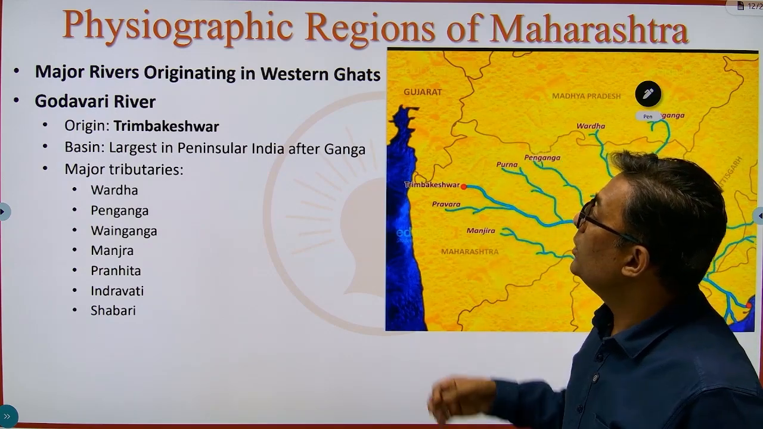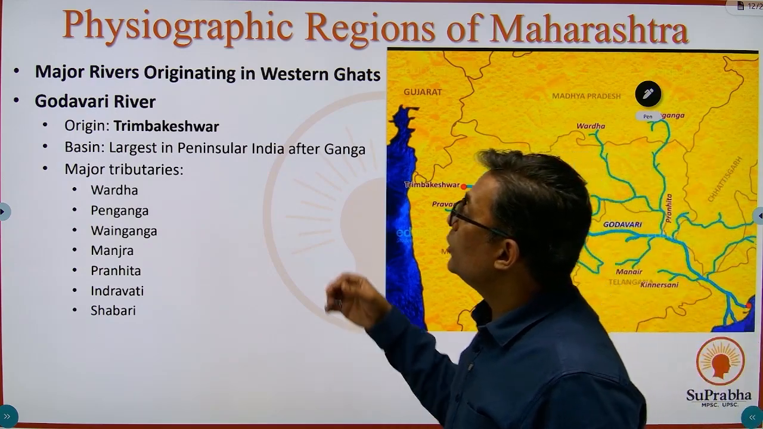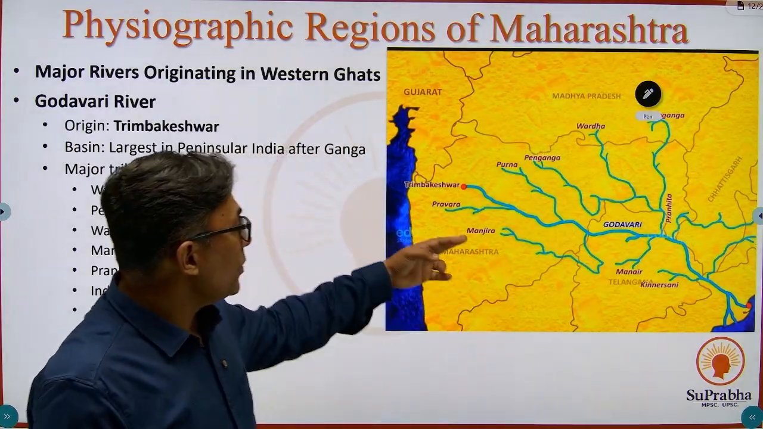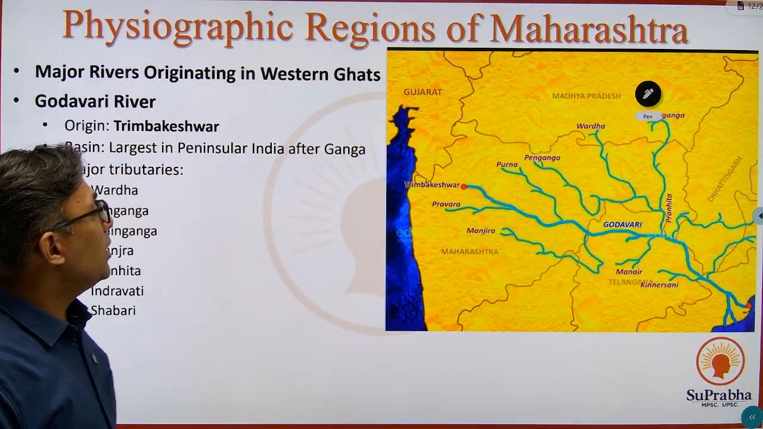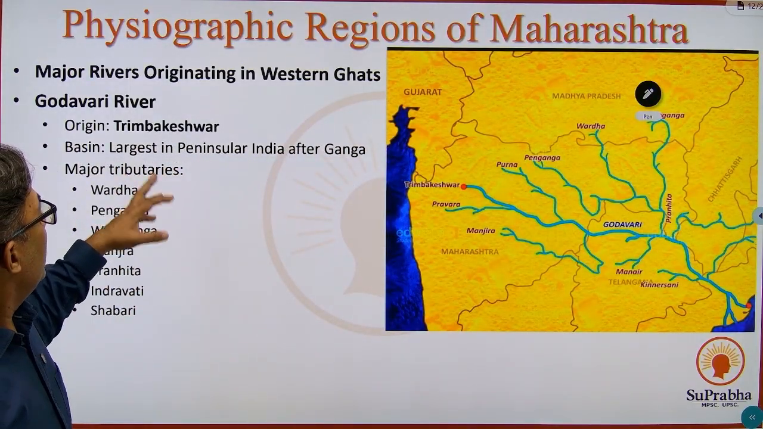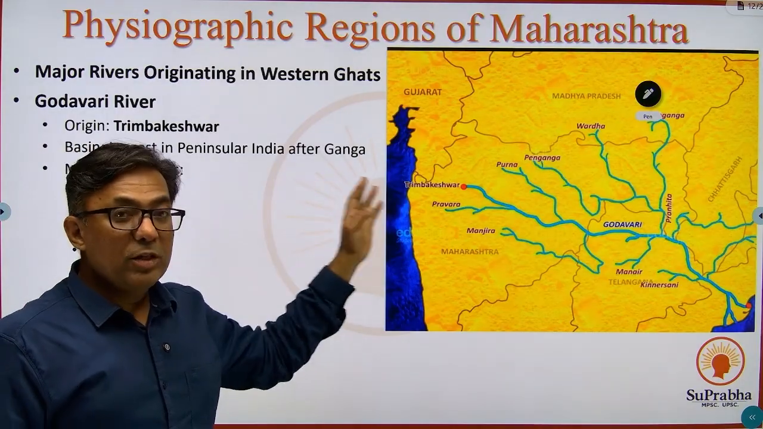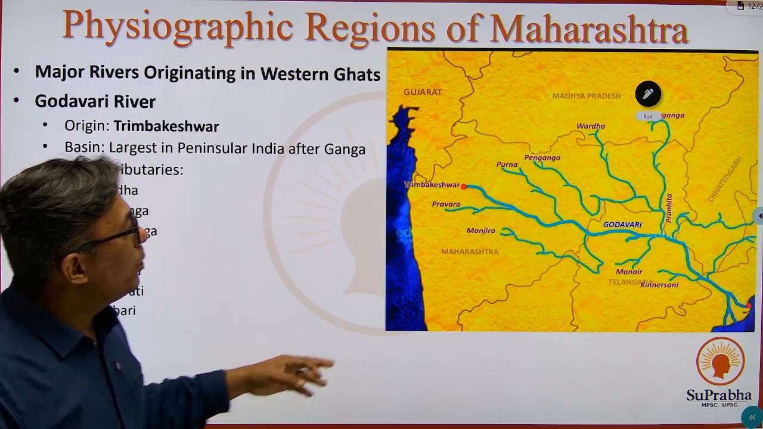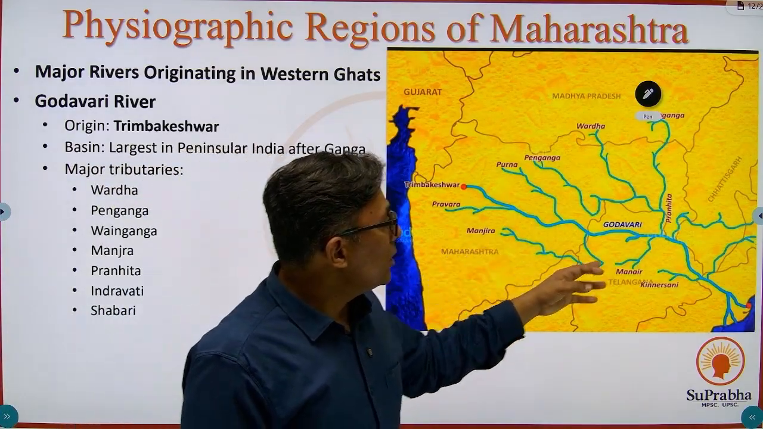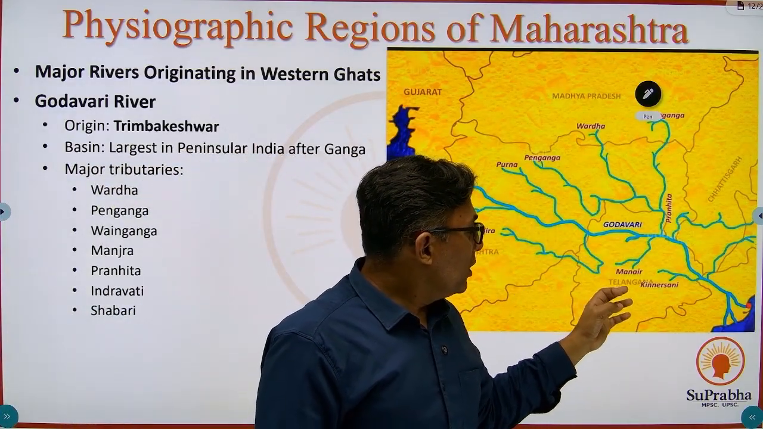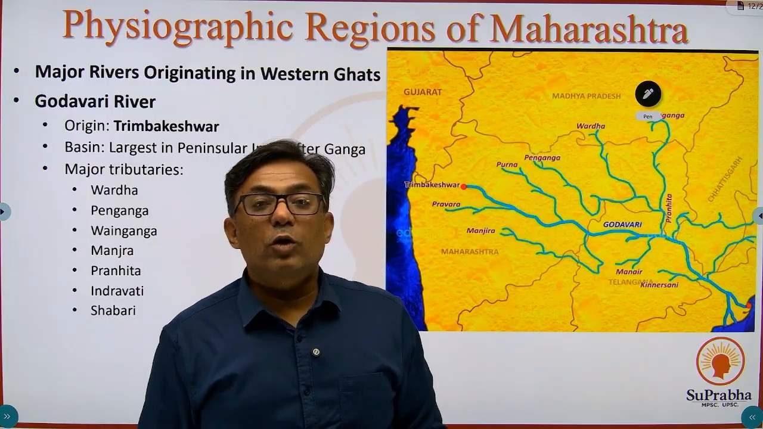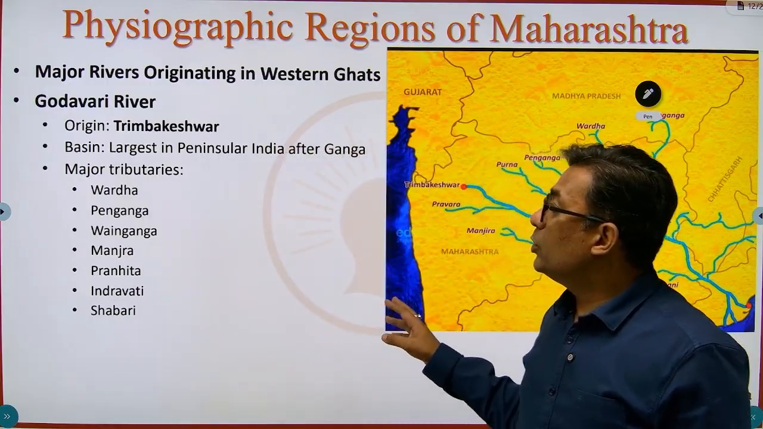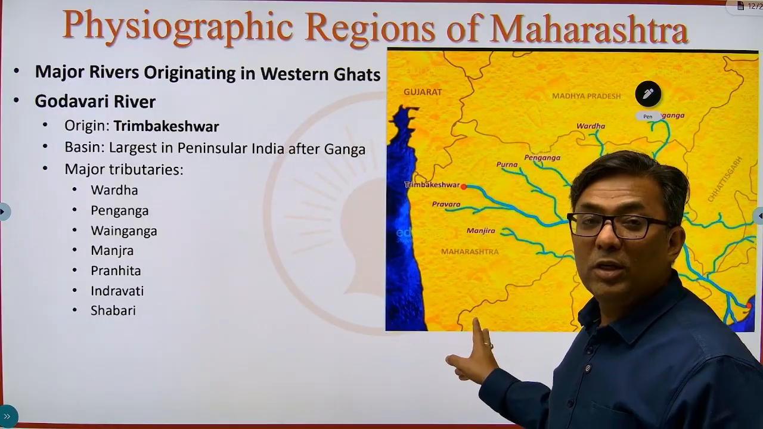Now, what are the major rivers originating in the Western Ghats? First, you have the Godavari. It originates at Trimbakeshwar near Nasik. This is the largest river in peninsular India. It has many tributaries: the Purna, the Penganga, the Pravara, the Manjra, the Pranhita, the Kinnerasani. You have lots and lots of tributaries, and this is one of the most prominent rivers of the plateau part.